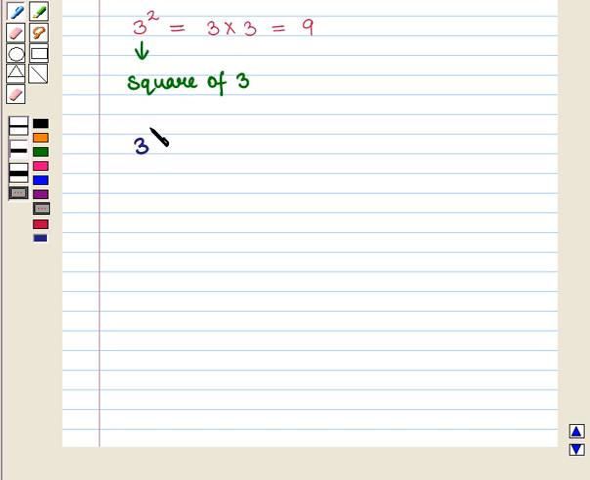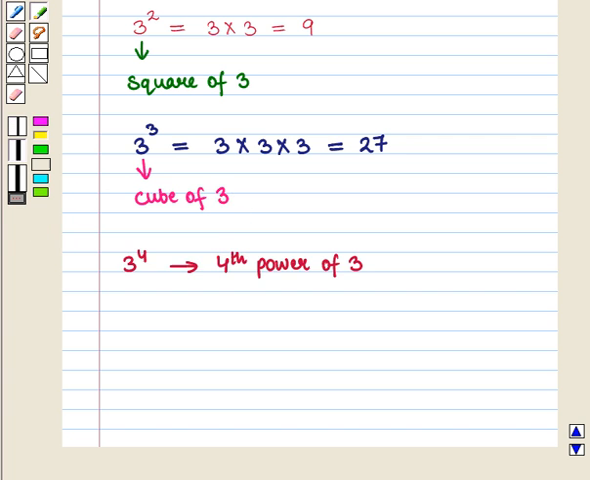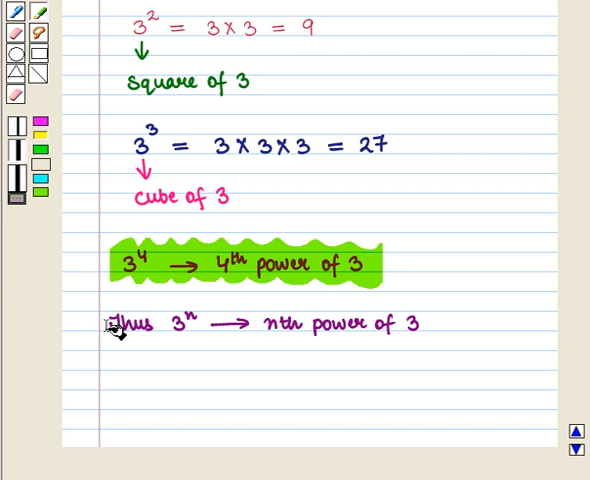Similarly, we have 3 raised to power 3, that is equal to 3 into 3 into 3, which is equal to 27. Here we have multiplied 3 by itself and then again by itself. 3 raised to power 3 is called the cube of 3. Similarly, 3 raised to power 4 is called 4th power of 3. Thus, 3 raised to power n is called nth power of 3.